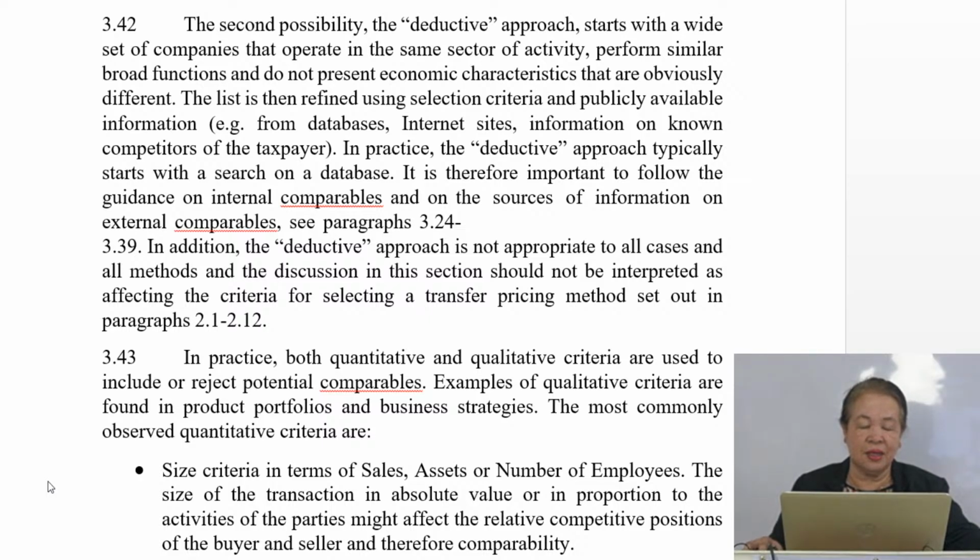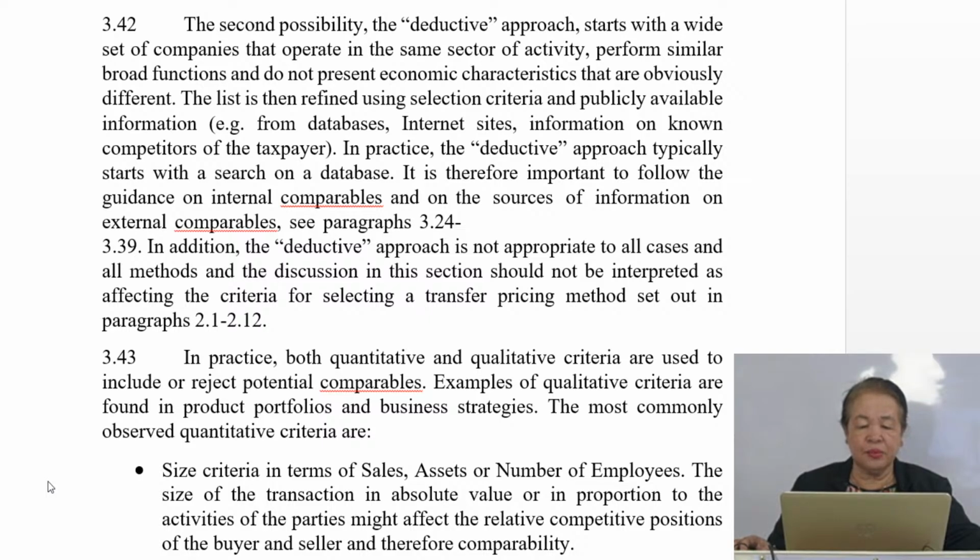So, na-observe ko, no, that even the OECD are very, very much careful in their wordings, no? So, ano sabi nila dito? Hindi mo daw masabi that deductive approach is not appropriate to all cases, no? And all methods, no? So, hindi mo interpret that it affects the criteria for selecting transfer pricing method. So, kasi sa deductive approach, ang gagamitin mo kasi dito, maghanap ka pa lang ng comparables, no?